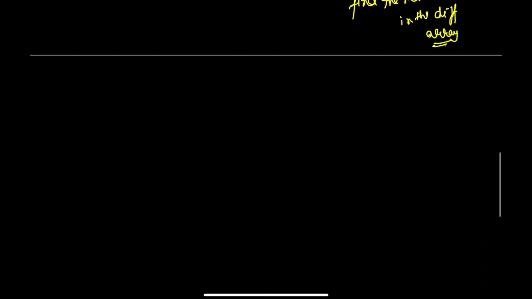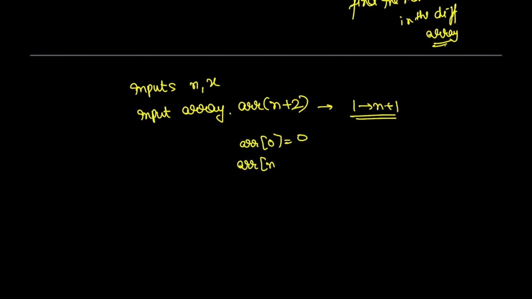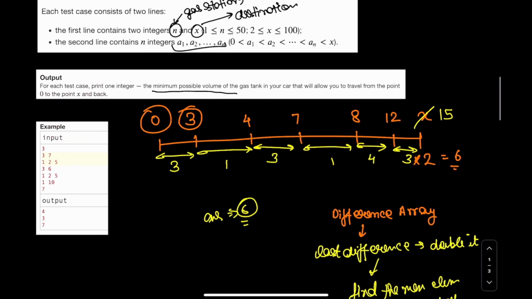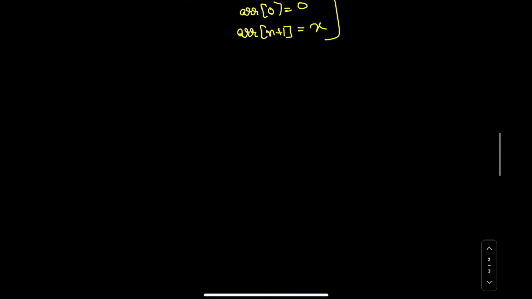Let's see how we are going to do it. We'll take the inputs, that is n comma x. We'll have the input array arr of size n plus 2. We'll initialize this array and we'll take the elements from 1 to n. The arr of 0 would be 0 and arr of n plus 1th index would be x. Why am I doing this? This is because the first would be 0 and the last would be 15. Since we are making a difference array, these both will be very useful.